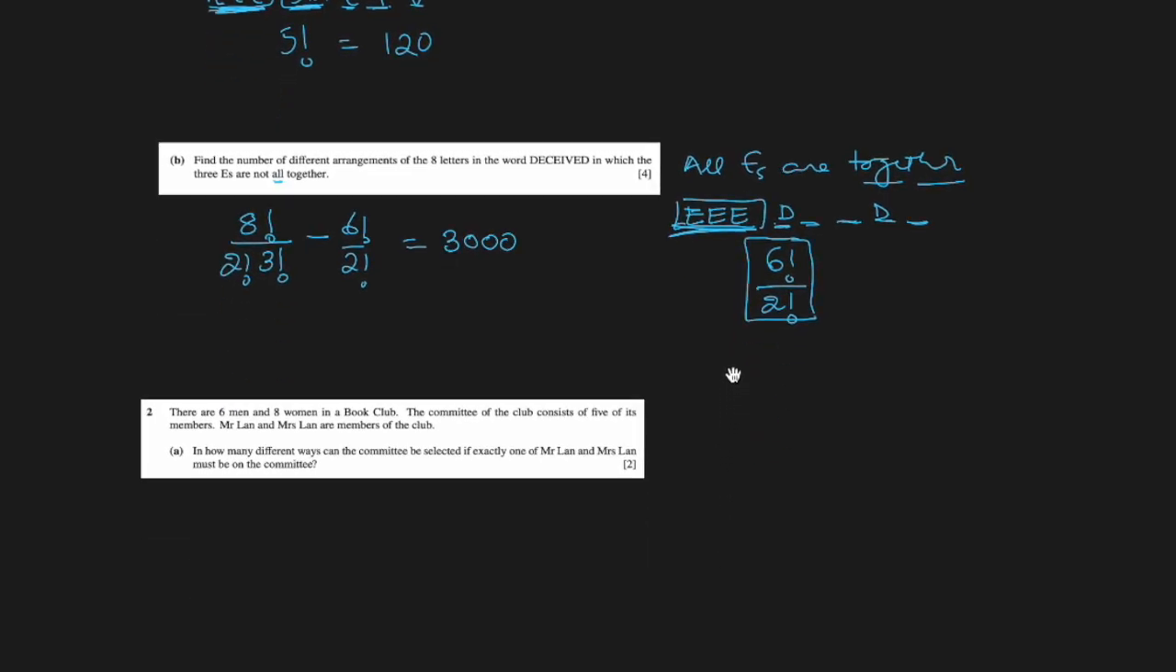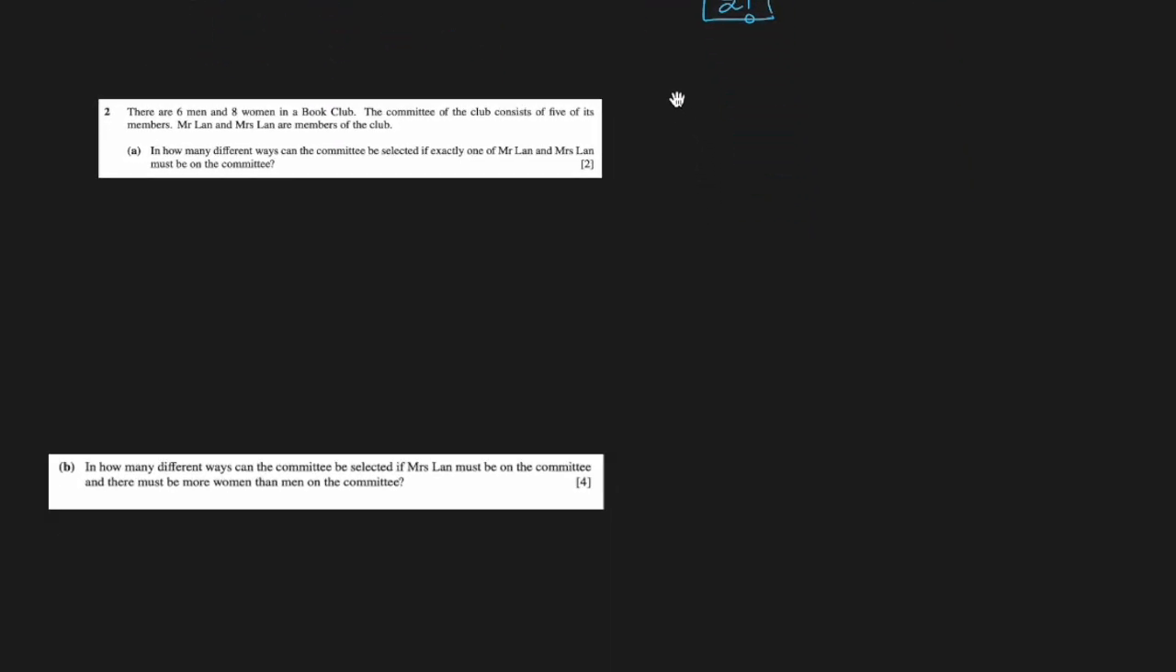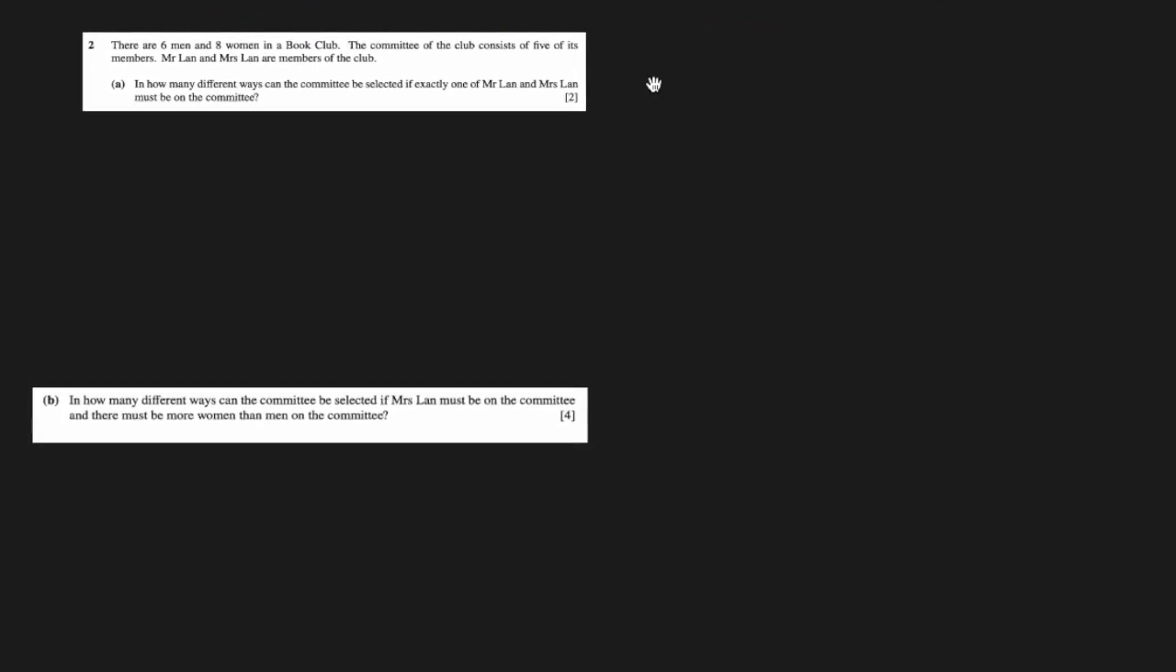Question number 2 is also about permutation and combination. There are 6 men and 8 women. So men are 6, women are 8. The committee of the club consists of 5 of its members. So there are a total of 14, right? Out of that, 5 will be in a committee. Mr. Lan and Mrs. Lan are members of the club, not the committee, the club. That means they are among these 14.